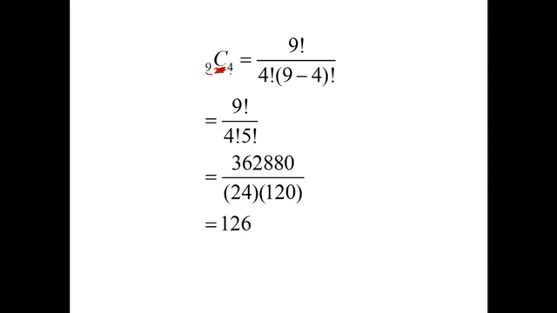There are 9 in the fraternity. 4 of them say, hey, we're going to go get beer. And so you have 9 factorial over 4 factorial times 9 minus 4, so 9 factorial over 4 factorial times 5 factorial. The 9 factorial is 362,880. 4 factorial is 24. 5 factorial is 120. You do the math on this, and there are 126 ways to go get beer.